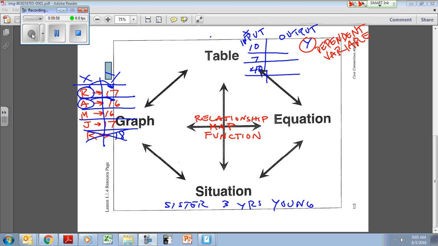So let's see what we got so far. I'll ask it, if y, my sister's age, is the dependent variable because it depends on my age, what would be the independent variable? X, or the input. My age, I give you that. My age doesn't depend on anything. My age is my age. It's my sister's age, the answer.